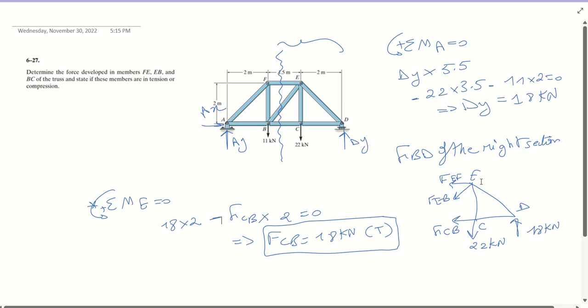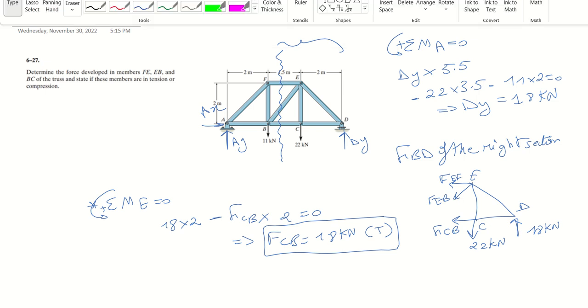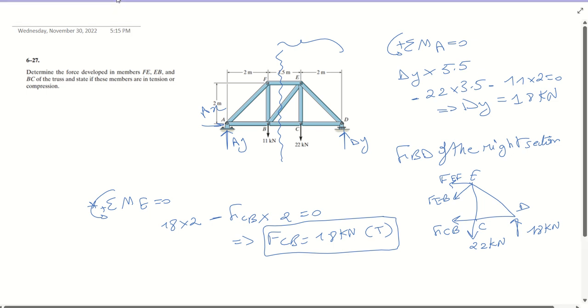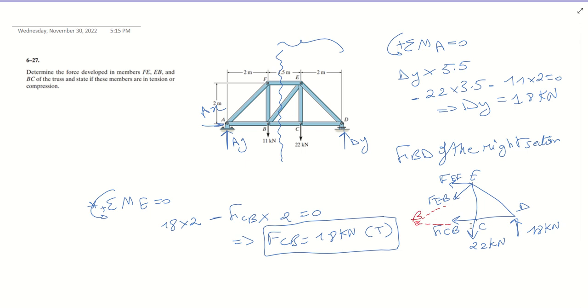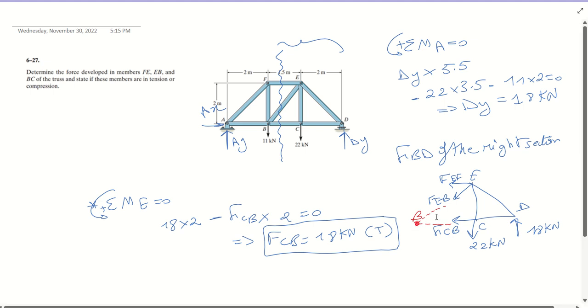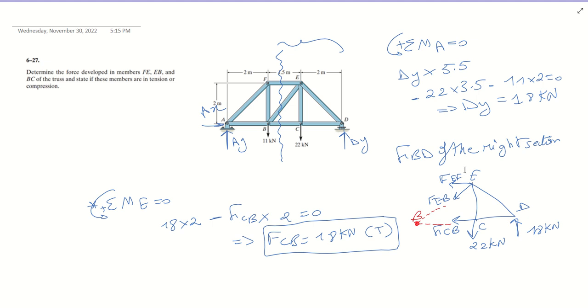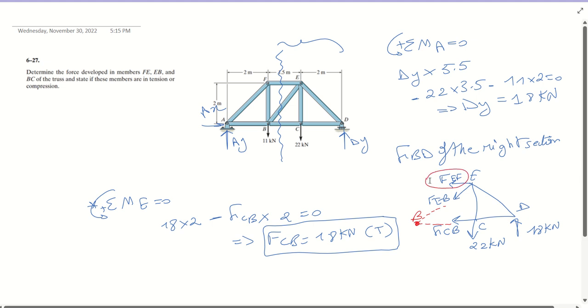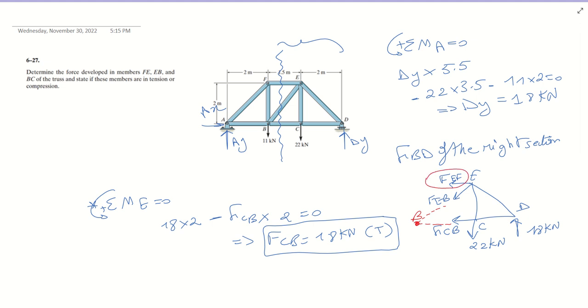I still have two unknowns. Let's take summation of moment about B. So point B is actually here. And point B is the intersection of these two forces, FEB and FCB. So if I take summation of moment about B, I can get rid of these two forces, and then I find the third unknown force, which is FEF.